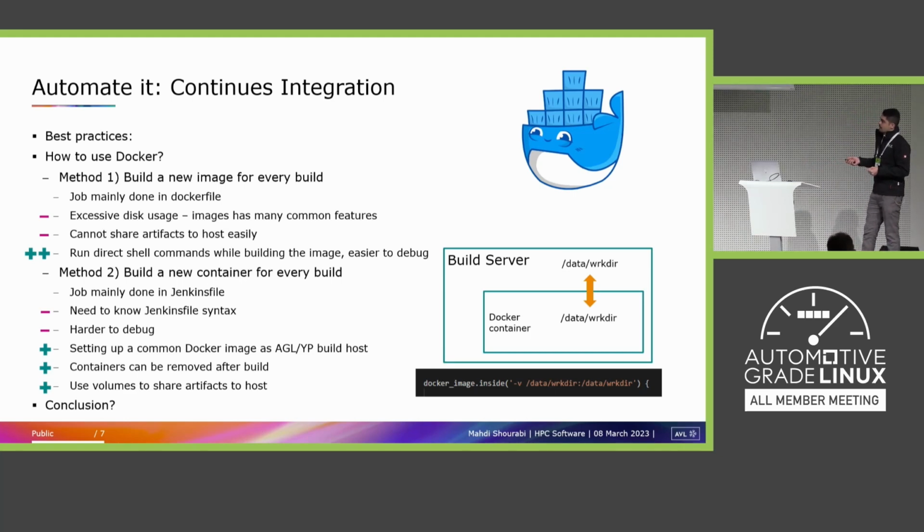But the positive side is that you can have just one Docker image and create as many Docker containers from it as you want, to have concurrent builds or multiple builds for different machines. And also the containers can be gone after any build. So when you get the artifacts that you want, you can remove the containers, and you can use Docker volumes to easily share files from inside the container after build to your host. So it seems better that we use this method too.